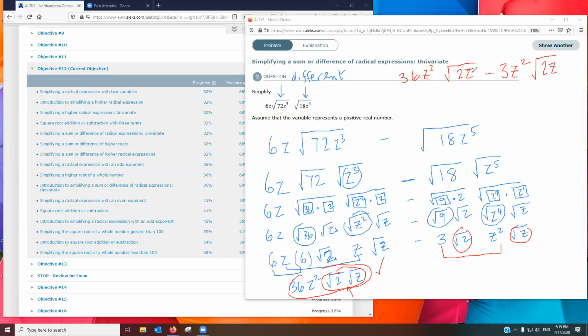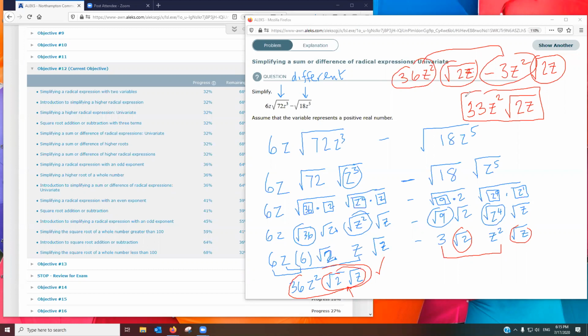Well, notice we do have the same square root parts now. These are the same. So we can combine these. So I'm going to keep the square root of 2z as is, and I'm going to do the subtraction in front. This is 36z squared minus 3z squared. Well, those are like terms. That works out to be 33z squared. So this is the final answer for this question.